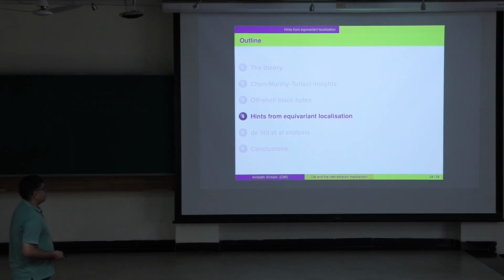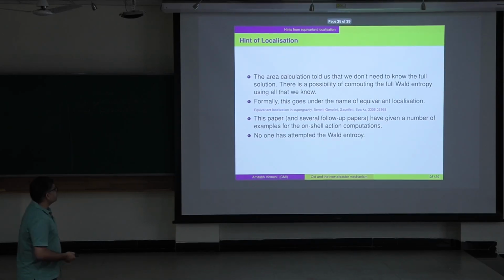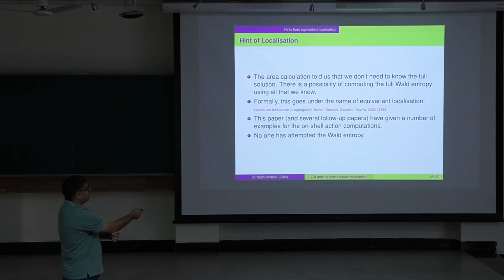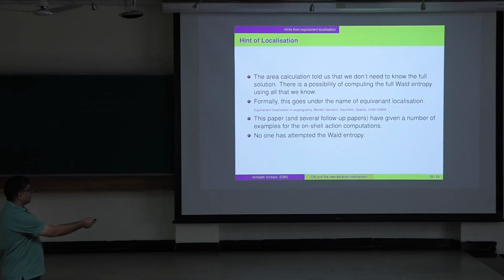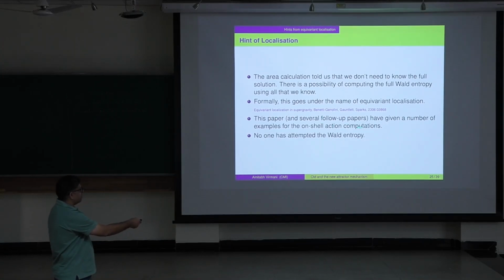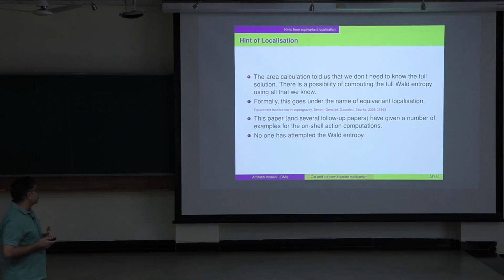Okay, so now, but this was not enough. We still do not know. The area calculation told us that we don't need to know about the full solution. There is a possibility of computing the full Wald entropy just by knowing what we know. And formally, this goes under the name of equivariant localization, which was developed by these authors in the supergravity context in 2023. This paper and several follow-up papers gave a number of examples for computing the on-shell action, but no one has attempted computing the Wald entropy.